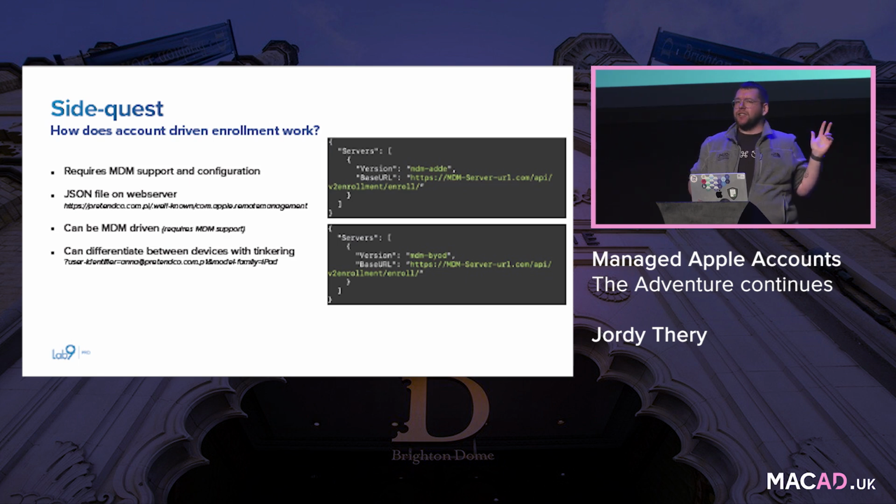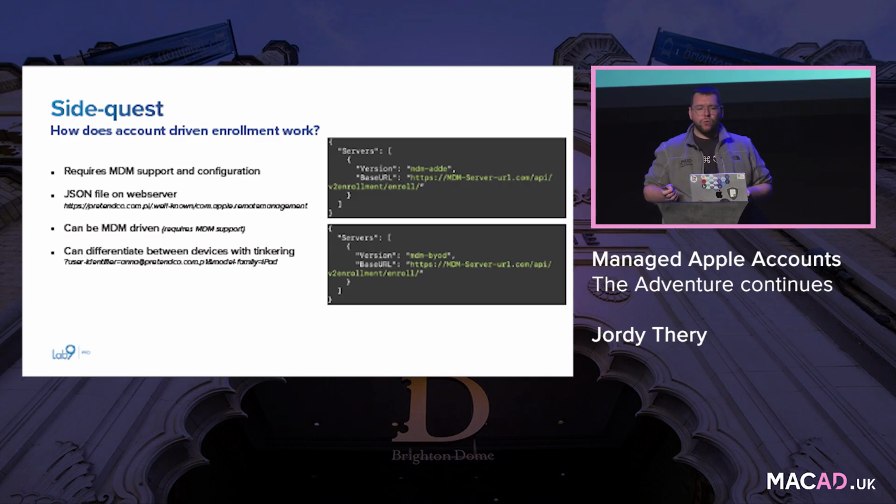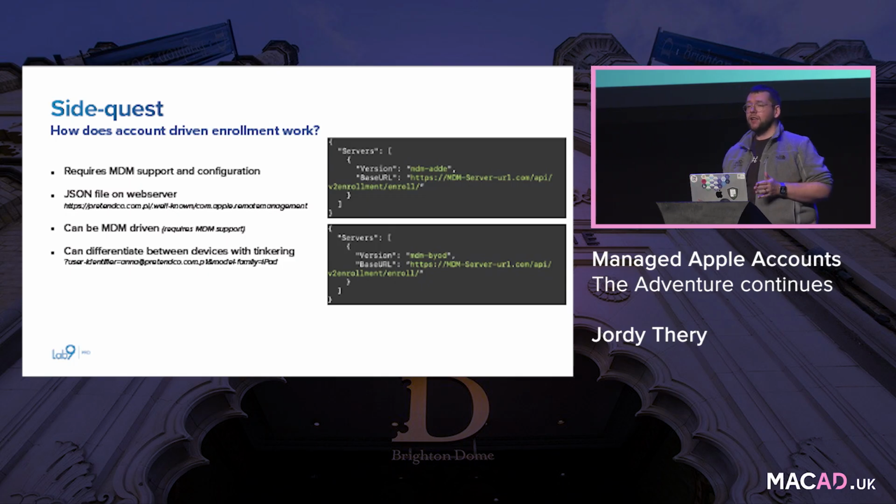But the JSON file is pretty easy, right? You just host it on your web server, and the content is pretty self-explanatory. You tell it which type of account-driven enrollment it needs to do, and you give it the management URL. That's it. If you can tinker around with your web hosting, you can actually serve a different JSON file to a certain type of devices. So as you can see the question mark URL behind me, it shows you the domain the user is using. It also shows you the family, so you can serve a BYOD JSON to iPhone and iPad, and do the other one for Macs, for example.